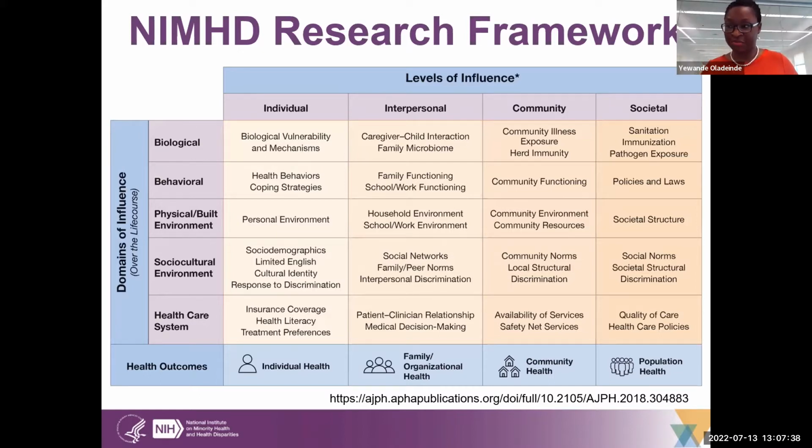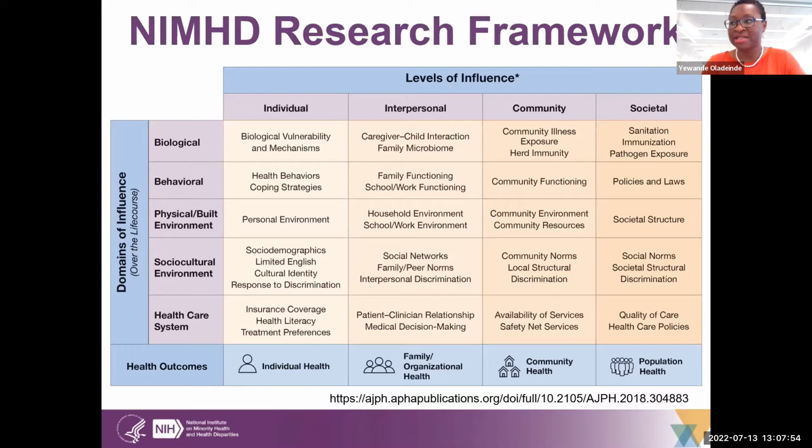One of the distinguishing things about this framework is that it does include the healthcare system as a domain of influence. Some of the other models that are out there do not necessarily include the healthcare system as a domain of influence. So with this one, we see it as a strength, right?